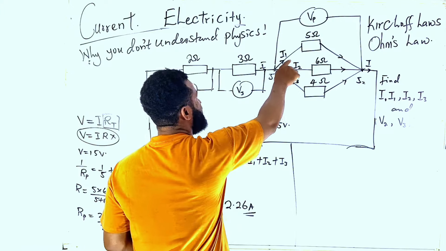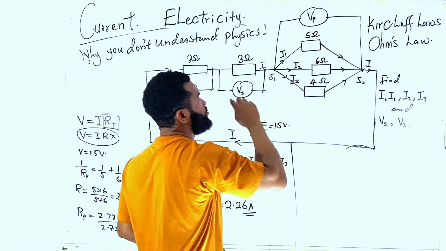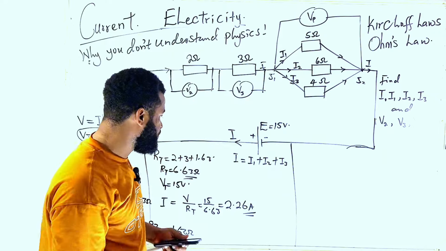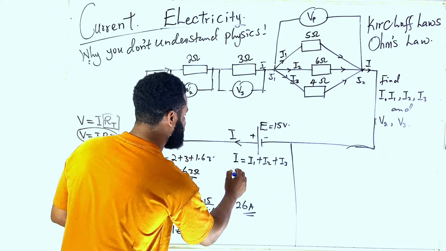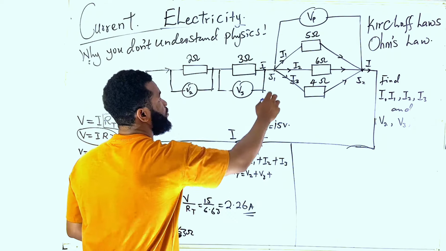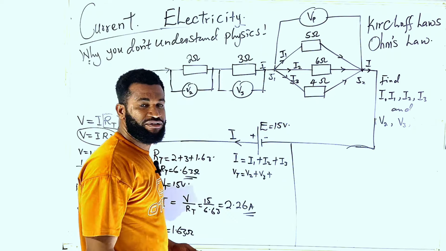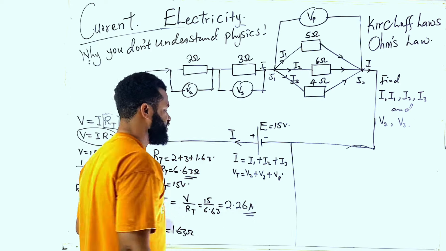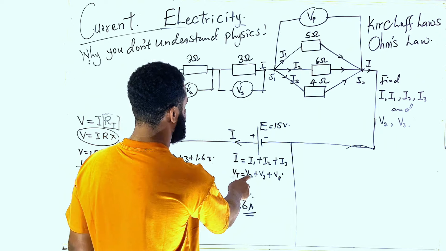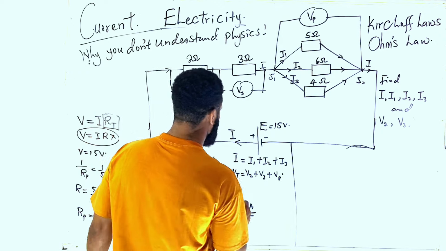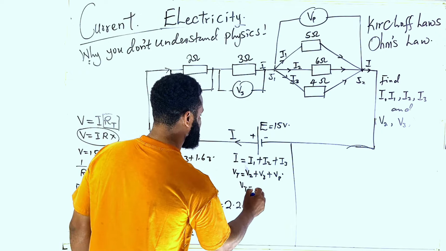So I can only find this current if I can find the voltage. So how do I find the voltage? According to Kirchhoff's voltage law, the total voltage is equal to the voltage across 2 ohms plus the voltage across 3 ohms plus the voltage across the parallel circuit, which is VP. For that reason, I can now find VP. Now, I know VT, the total voltage, is 15 volts. That is my total voltage. But what is V2? I can find V2.